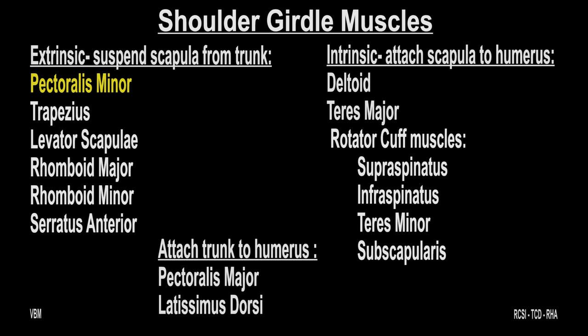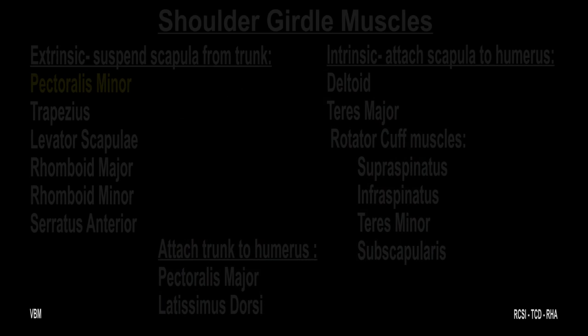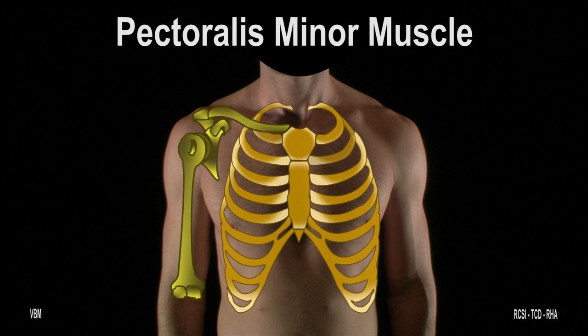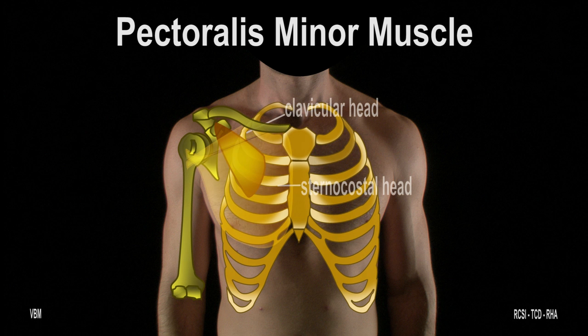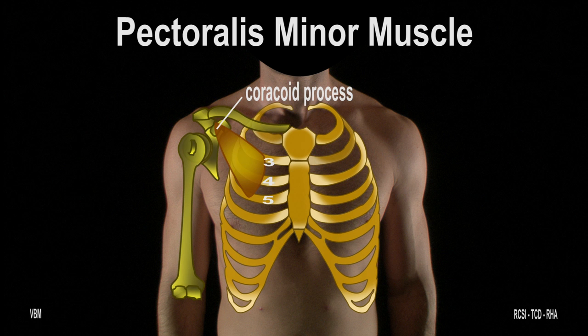Pectoralis minor muscle. The pectoralis minor muscle suspends the scapula from the trunk. The pectoralis minor muscle lies deep to the pectoralis major muscle. It arises from the upper margins of the 3rd, 4th, and 5th ribs and inserts into the medial and upper aspects of the coracoid process.